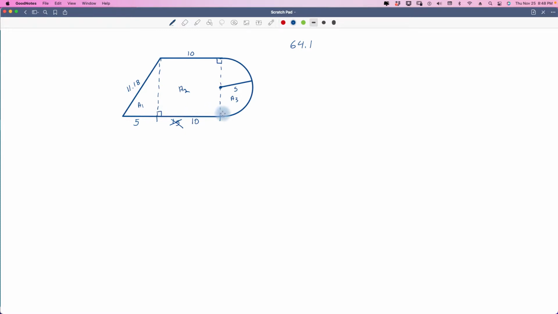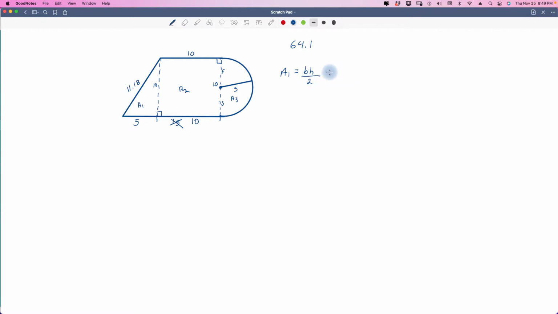But we also have the diameter of this half circle right here. Well, if the radius is 5, then this is going to be 5, because from the center to the edge is a radius, and from the center to the other edge is a radius. So 5 and 5 is going to make this 10, right? So this is going to be 10, because it's straight across parallel lines. So we have a triangle for the first area. So area 1 is going to be the base times the height. Because it's a triangle, it's divided by 2.